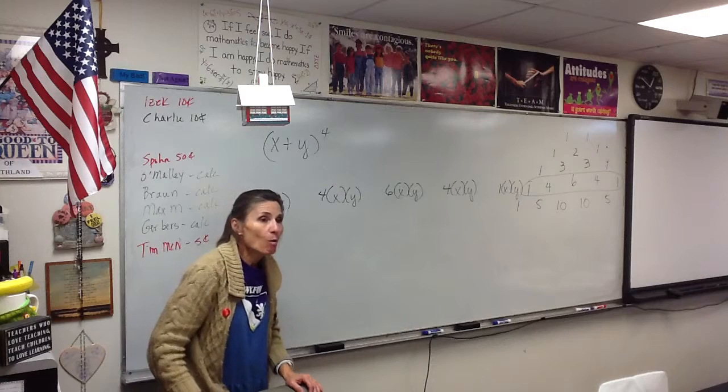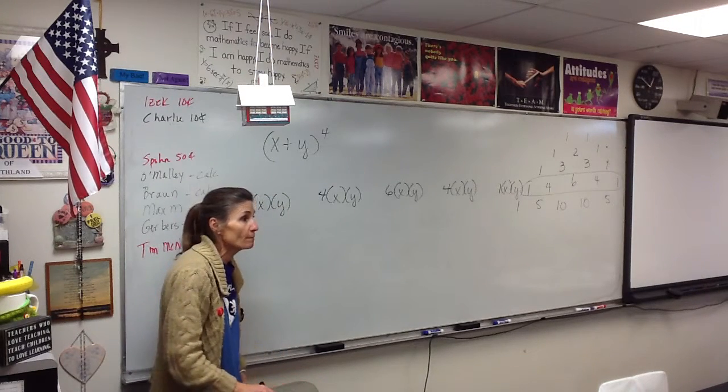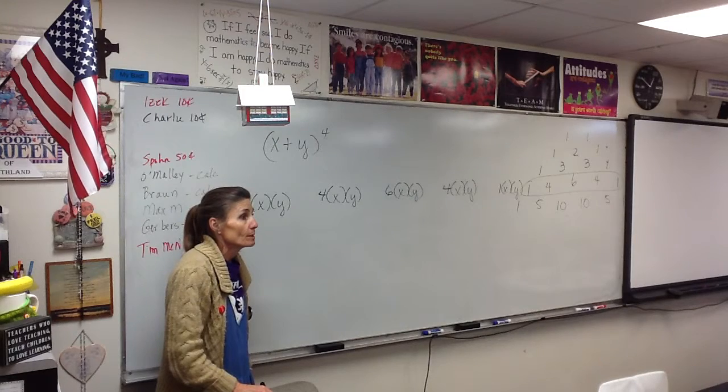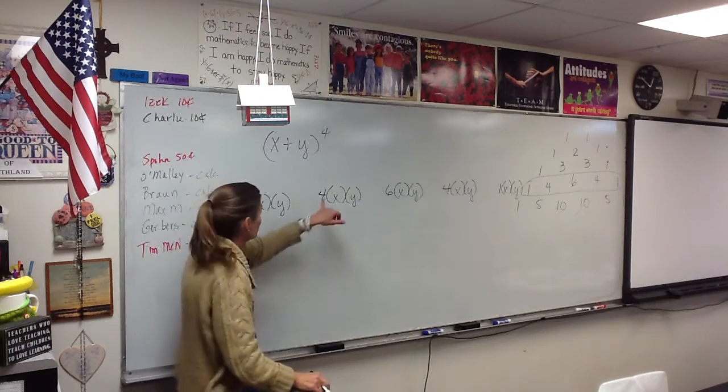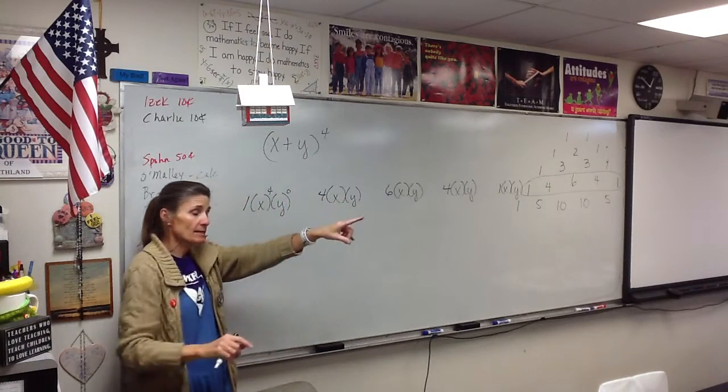Now I'm going to put the powers on. Does anybody remember how that works? What happens with the powers? Clark? It does a combination to equal 4 for the powers. So for the first one, x to the 4th, there's no y. Okay, now let's stop right there. Yes, I'll let you continue, Clark.